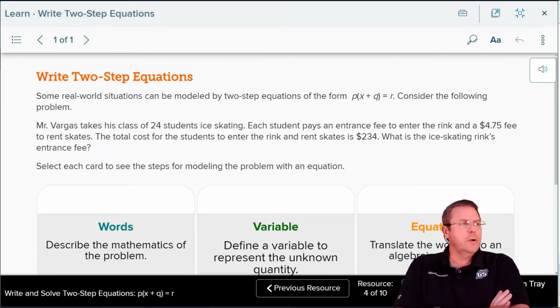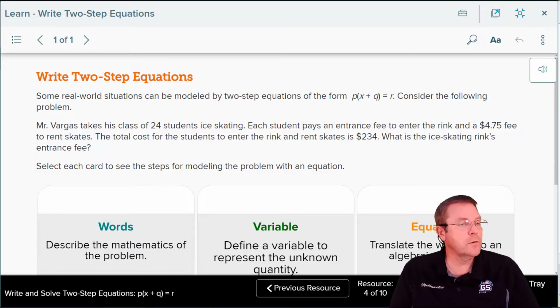Considering the following problem. Mr. Vargas takes his class of 24 students ice skating. He's a lot nicer than Mr. Reitz is, isn't he? Each student pays an entrance fee to enter the rink and a $4.75 fee to rent skates. The total cost for students to enter the rink and rent skates is going to be $234. What is the ice skating rink's entrance fee?